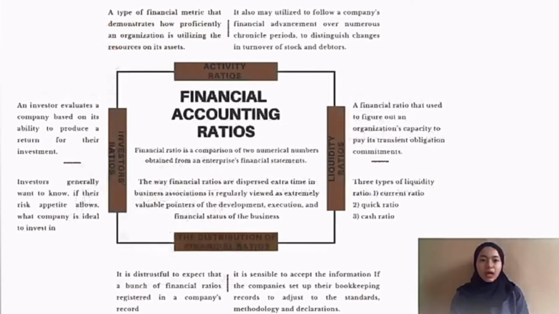Here, our group will present about the normal distribution of financial accounting ratios as indicators of business status. What is financial ratio? Financial ratio is a comparison of two numerical numbers obtained from an enterprise's financial statements. There are many types of financial ratio. The first one is activity ratios.